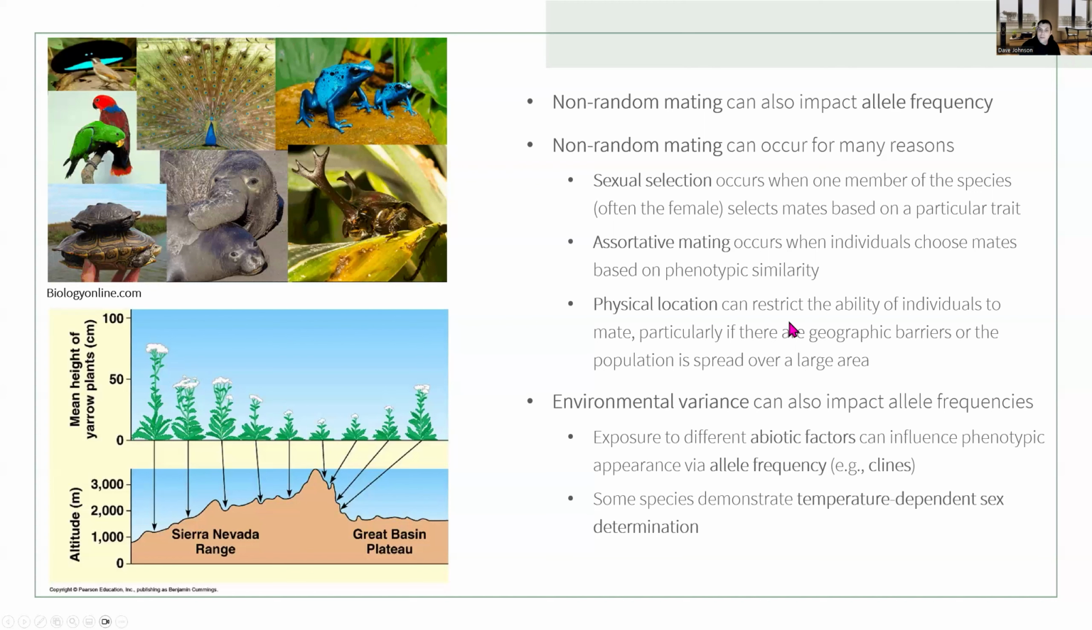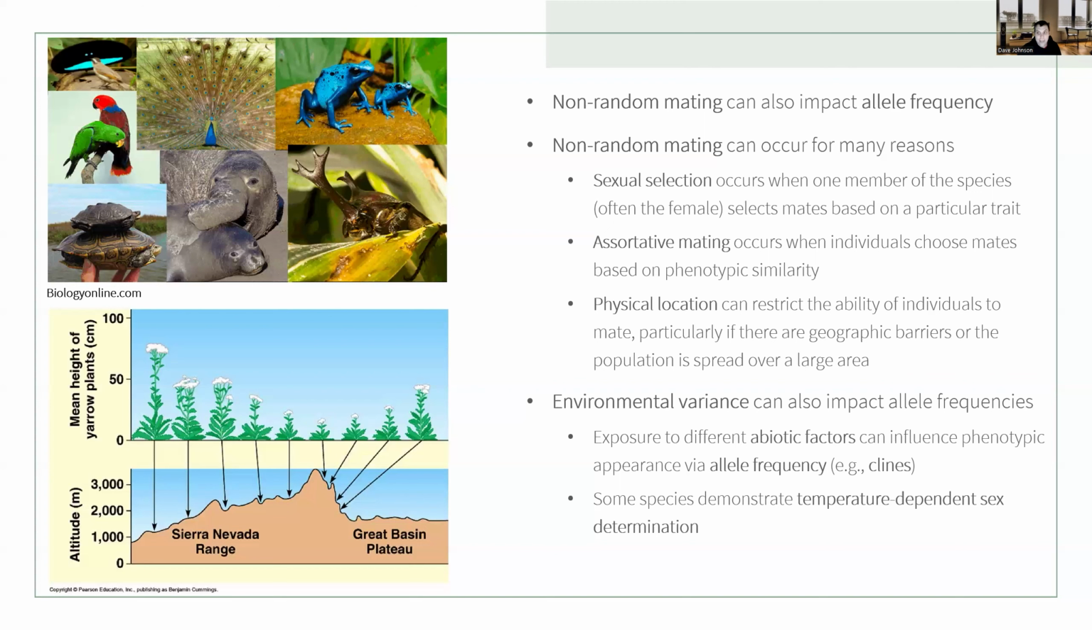Or it could be physical location, right? If you have a population that's spread over a very, very large area. So for example, if we look at fish species that reside in the Mississippi, there are no geographic barriers to those fish being able to reproduce with each other. But if one fish lives down in New Orleans and another one lives up in St. Louis or way up in Minnesota, it's very, very unlikely that those two individuals will find each other and mate. They're likely to mate with individuals in the population that are geographically closer to them.